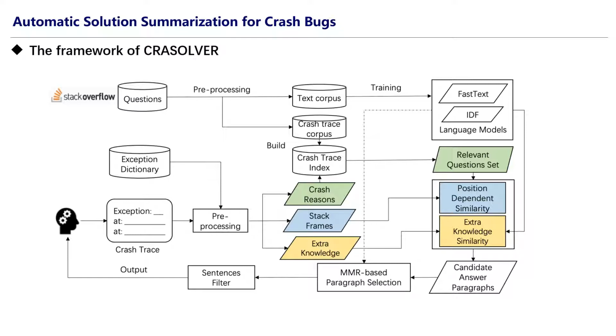The third stage is the solution generation. We use MMR-based paragraph selection and grammatical dependency analysis to filter and sort the sentences we need. We keep only sentences that have a verb phrase followed by a noun and have a noun phrase followed by a verb phrase. The other sentences are filtered out and then CraSolver outputs the final solution to the users.